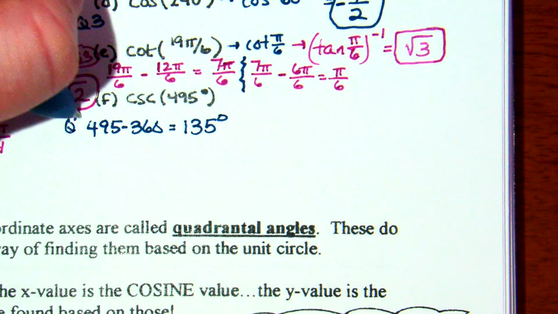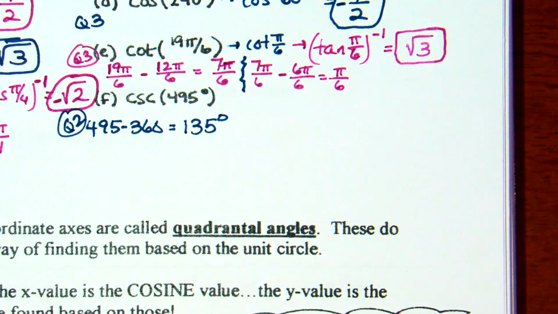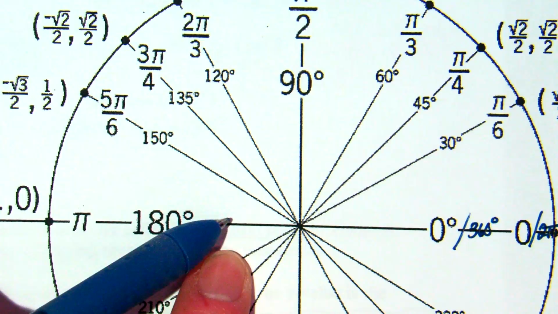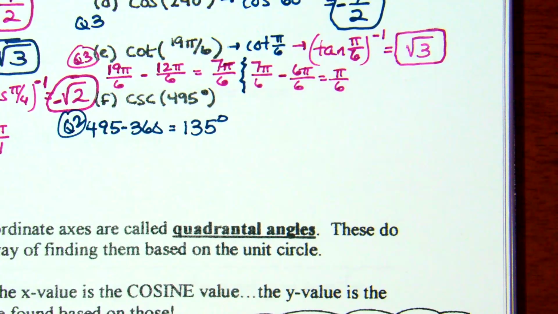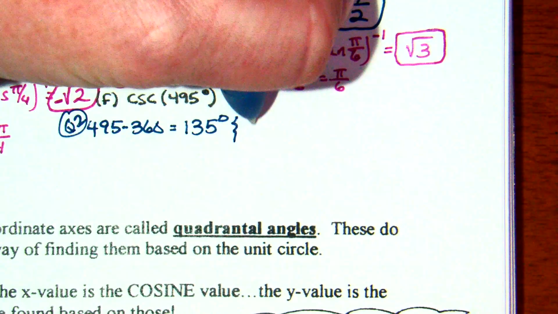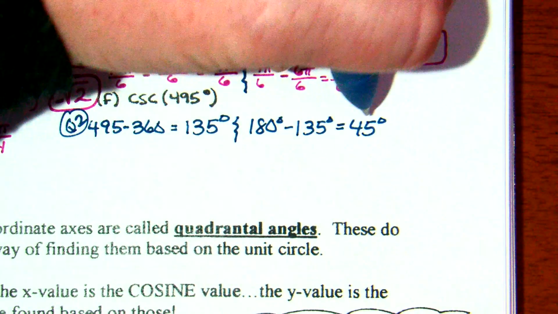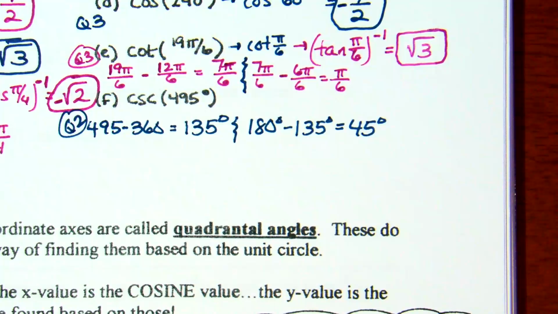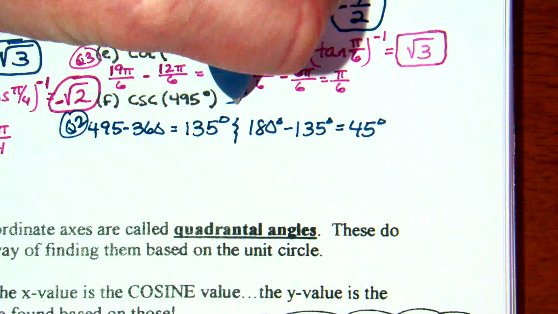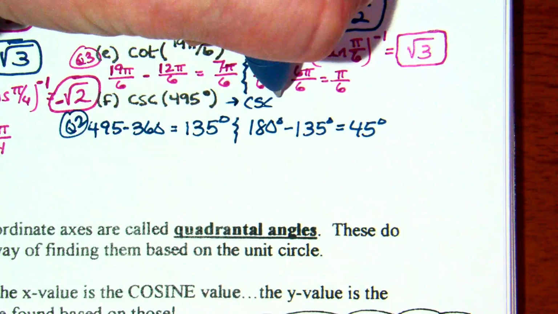Now, quadrant 2. Where is that closest to the x-axis? At 180 or 360? It's closest to 180, yes? So to find the reference angle, and again, you can look at your unit circle if you need help here, 135 is right there. I want to know how far it is from the x-axis. So I'm going to do 180 minus 135, and 180 minus 135 is 45 degrees. Did I get one of my 3 angles there that's on my chart? Yes. So now we're going to be doing the cosecant of 45 degrees in quadrant 2.